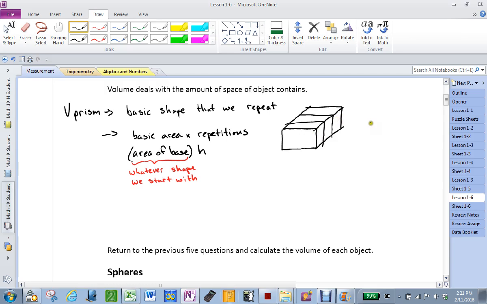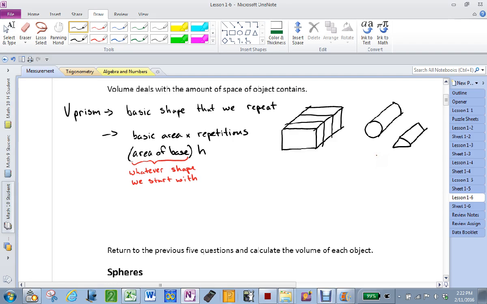Cool? What if I used a circle? Then I repeat it. What do I get? A cylinder, right? What's the area of the shape I started with? Pi r squared. And then I repeat it however many times I go backwards, or up, or down, or left, or right. Everybody cool? What if I start with a triangle and repeat it? I end up with a triangular prism. What's the base shape? A triangle. So I would find the area of a triangle and multiply it by the times I repeat it.